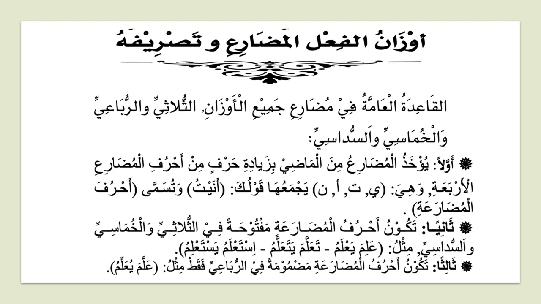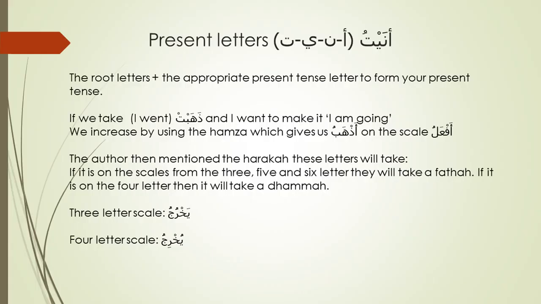تكون أحرف المضارع مضمومة في الرباعي فقط. It will take a dhamma only in the 4-letter scales. علّم يُعلّم. See, يُعلّم. It's not يَعلّم. It's يُعلّم. Is that understood? So this is like a revision. Next to alima, right? Which one? The last line. Yeah. Now, علّم in the brackets, علّم يُعلّم. Okay. So in the next slide, we'll talk about anate.